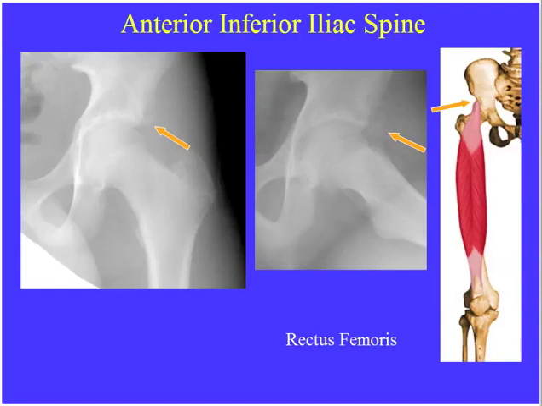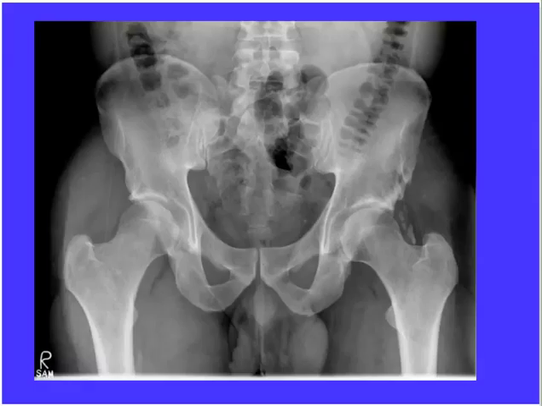If you see it down at the anterior inferior iliac spine, this is the insertion site for the rectus femoris. And these can be misinterpreted as loose bodies. They can be misinterpreted as tumors in this location. But when you see these little areas of cortex pulled off adjacent to the anterior inferior iliac spine, especially in an adolescent with the growth plate still open, you need to be thinking of an avulsion injury of the rectus femoris.